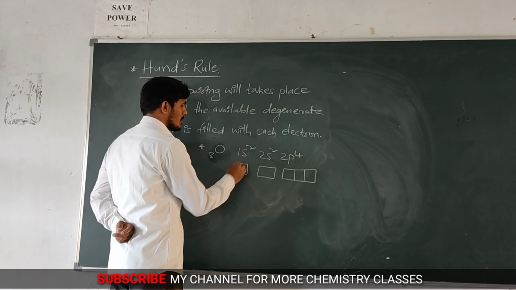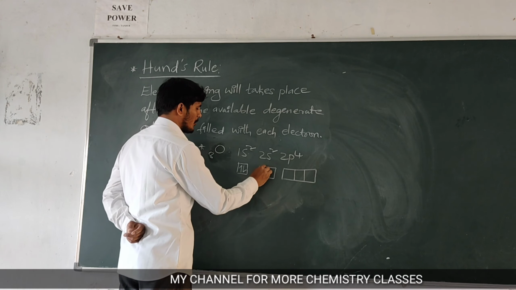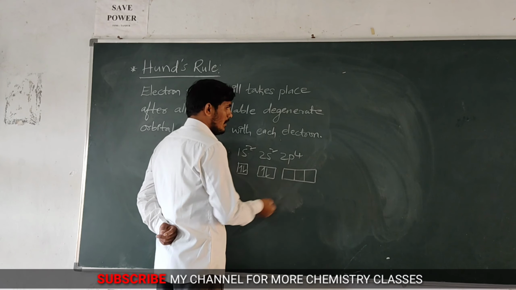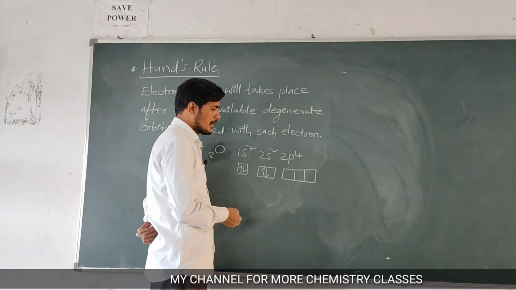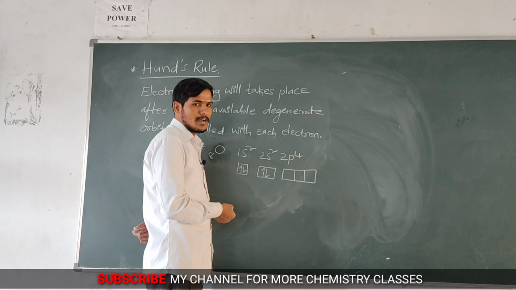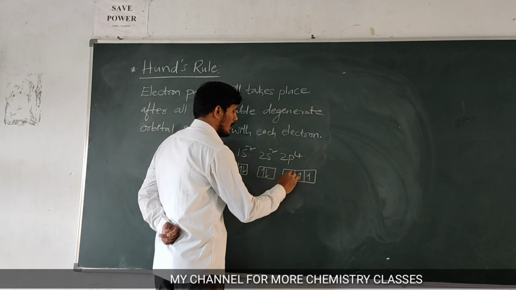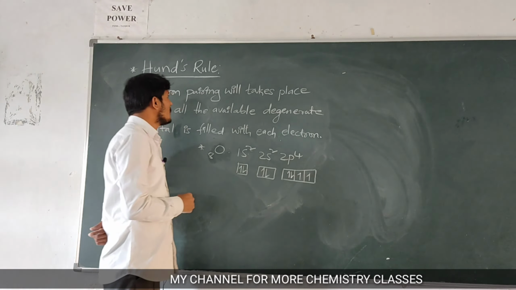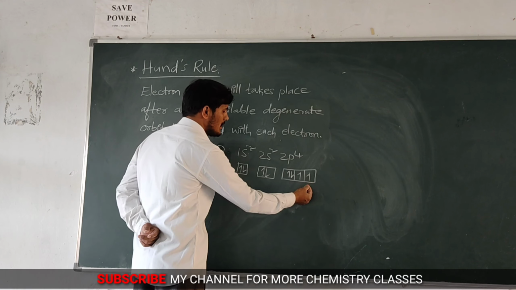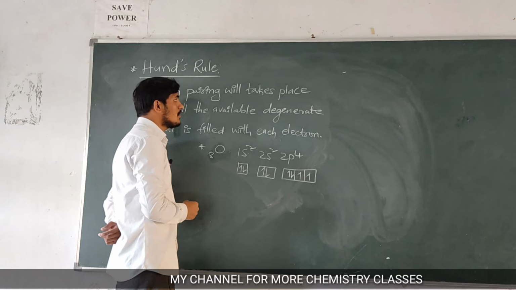Write the electronic configuration 1s2. How many electrons are there? 2 electrons, so they occupy the orbital with opposite spin. 2s2 is also the same. In 2p4, before pairing takes place, each of the degenerate orbitals is first occupied by a single electron. After that, pairing takes place. This is called Hund's rule.